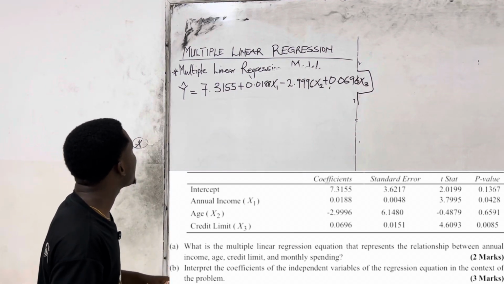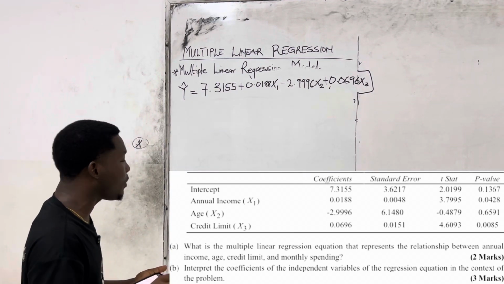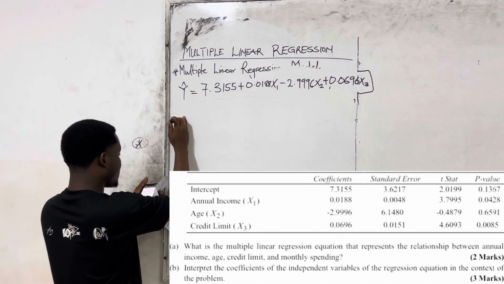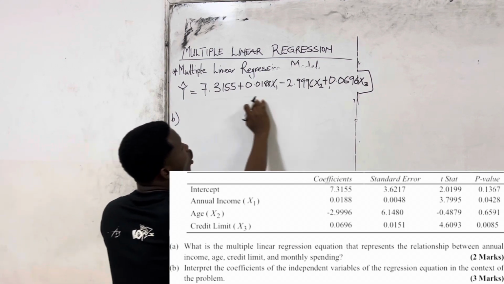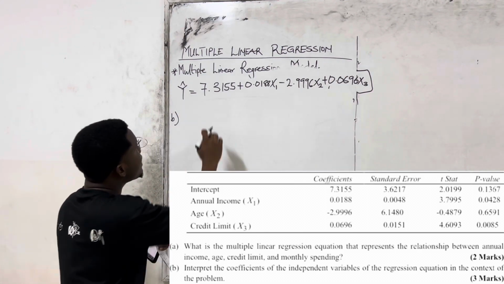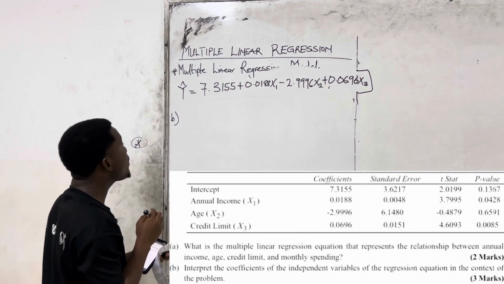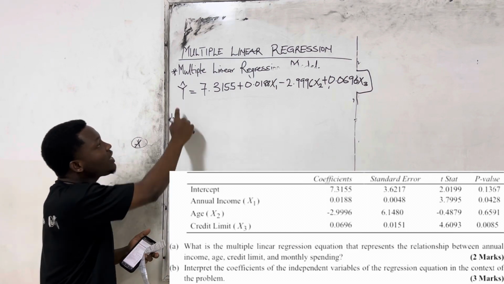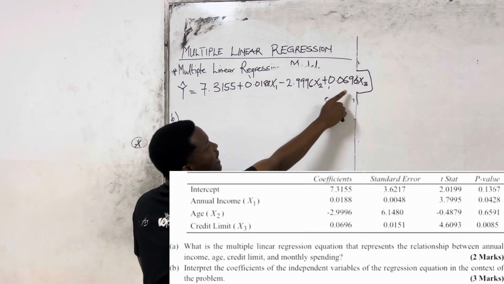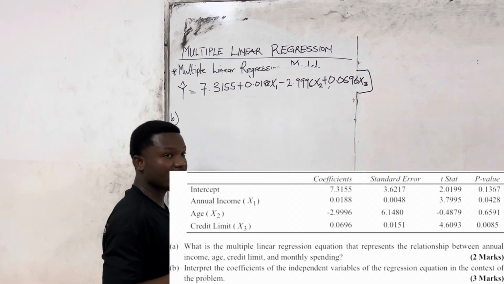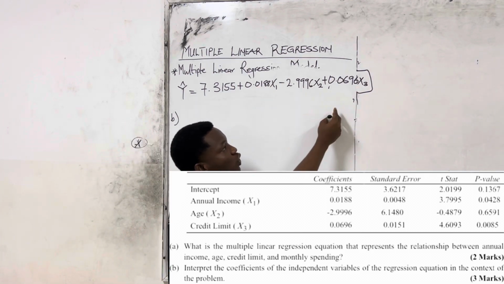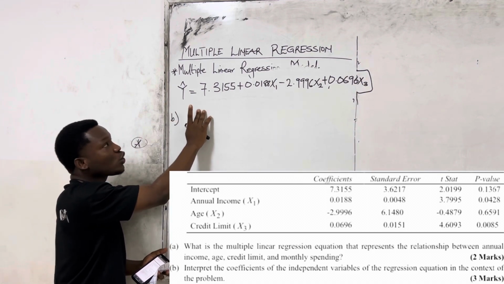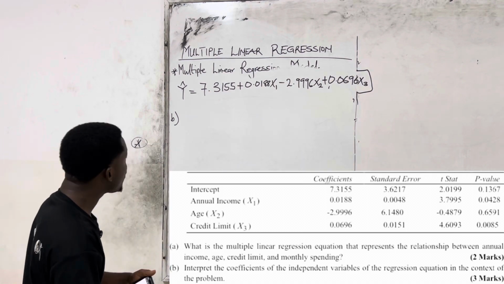And then the second thing that we have to talk about is the interpretation. The question says that we have to interpret. So by interpreting it, we have our second question, which is B. We are interpreting all this. So this represents the constant. And we always say that this constant is equal to y naught, the dependent variable, if all of X1, X2, and X3, which represent the annual income, the age, and also the credit limit, are zero. Then our dependent variable will be equal to the constant.